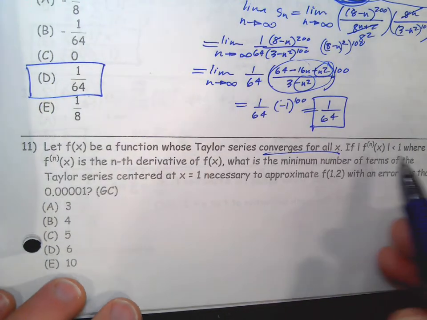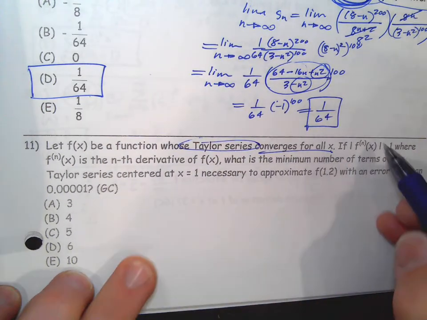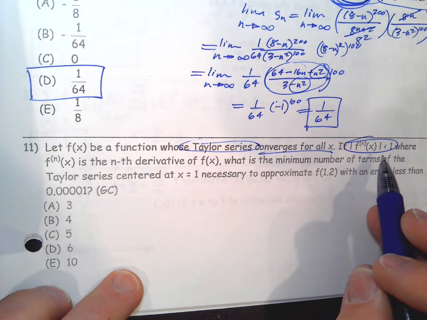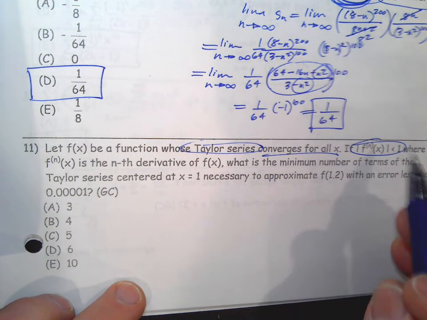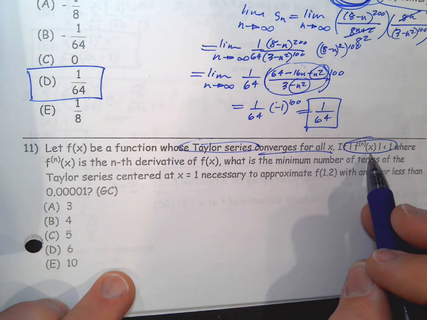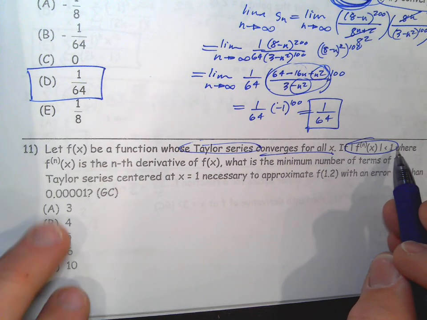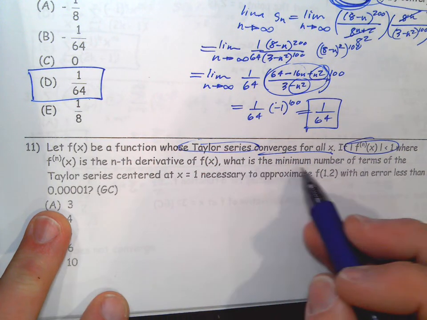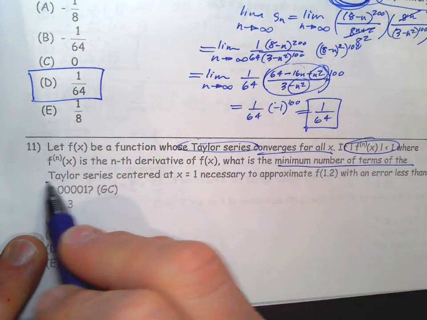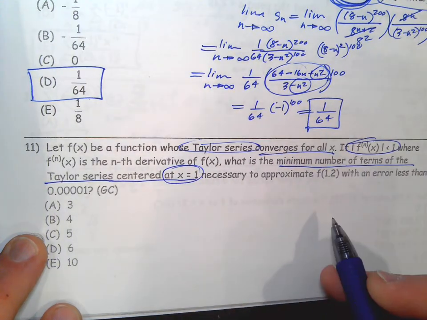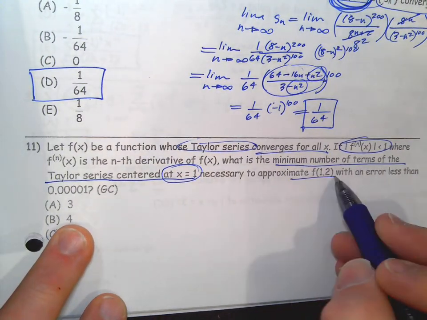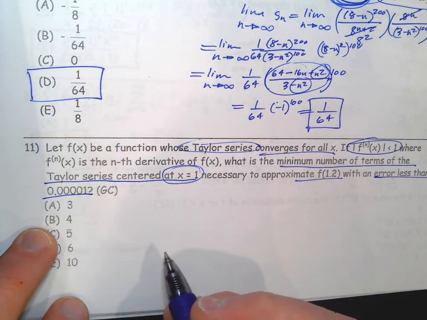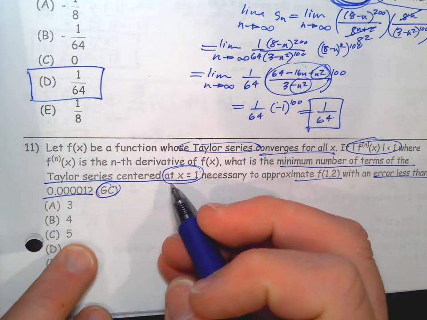Okay, let f of x be the function whose Taylor series converges for all x. If the nth derivative is less than 1, that right there makes me think I'm probably going to do Lagrange error bound, because they're giving me information about all the derivatives, very vague, but they give me an upper ceiling, where f to the n of x is the nth derivative of x. What is the minimum number of terms for the Taylor series centered at x equals 1 necessary to approximate f of 1.2 with error less than 0.001? You can use a calculator on here.